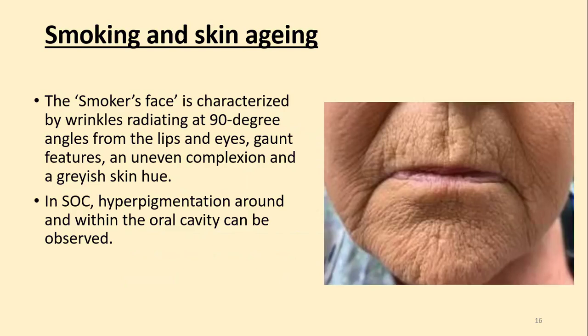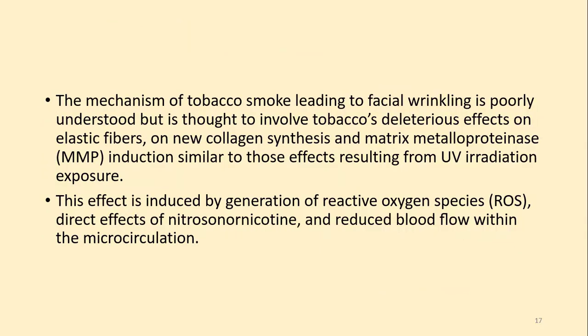Smoking and skin aging. The smoker's face is characterized by wrinkles that radiate at 90 degrees from the lips and the eyes, with gaunt, atrophic features, uneven complexion, and a grayish skin hue. In skin of color, hyperpigmentation around and within the oral cavity may also be observed. The mechanism of tobacco smoking leading to facial wrinkles is poorly understood, but is thought to involve the tobacco's deleterious effects on the elastic fibers, on new collagen synthesis, and on matrix metalloproteinase induction, similar to the effects seen with ultraviolet radiation. The effect is induced by generation of reactive oxygen species, the direct effect of nicotine, and reduced blood flow within the microcirculation.